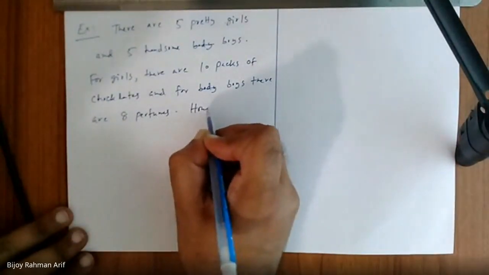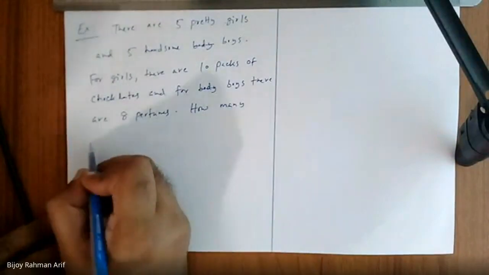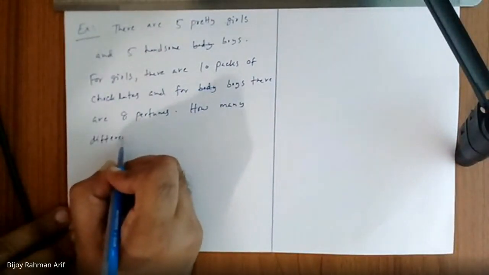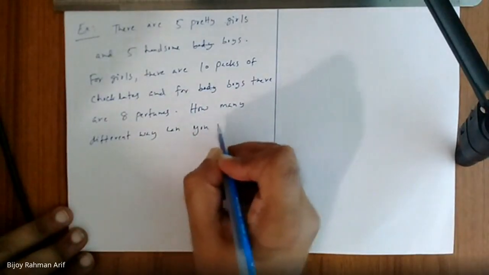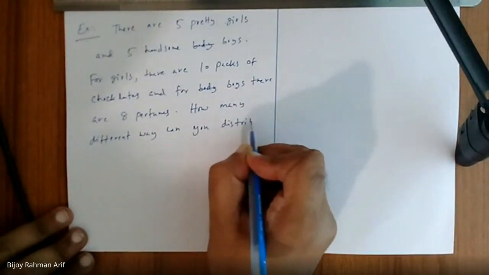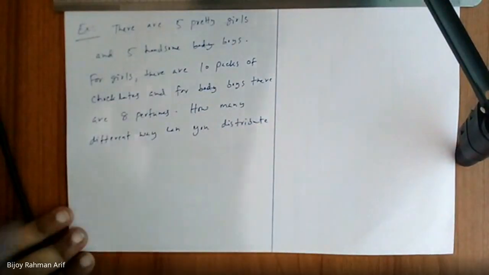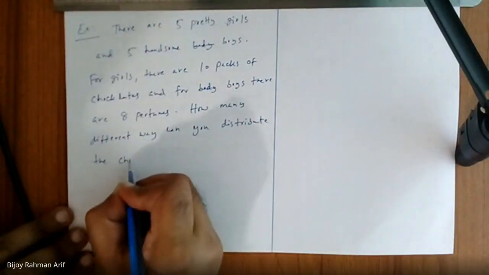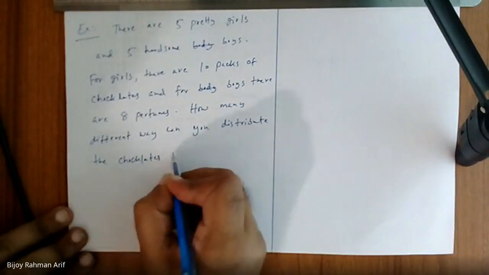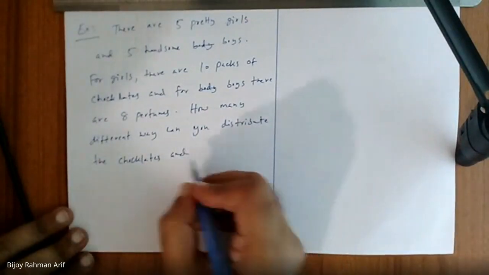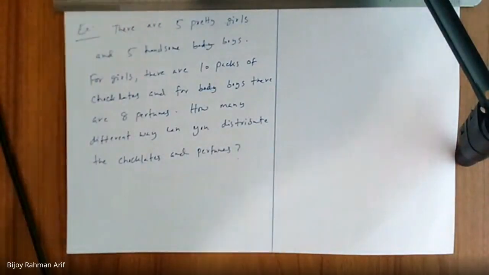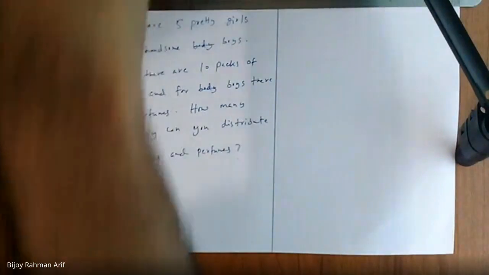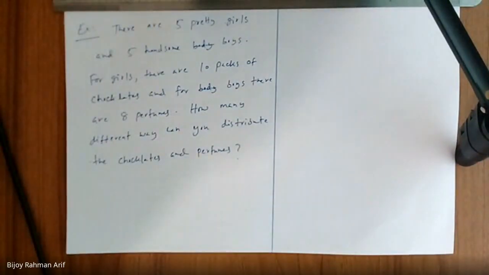How many different ways can you distribute the chocolates and perfumes? Tell me, what would be the answer?